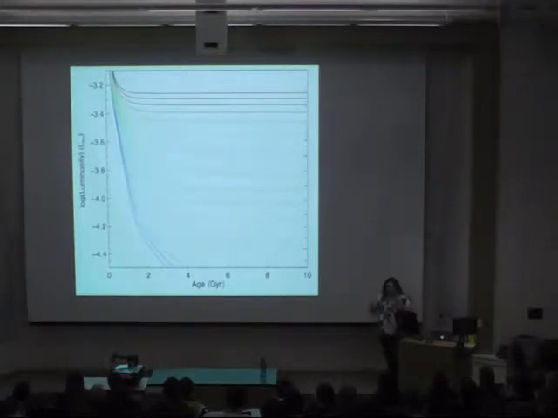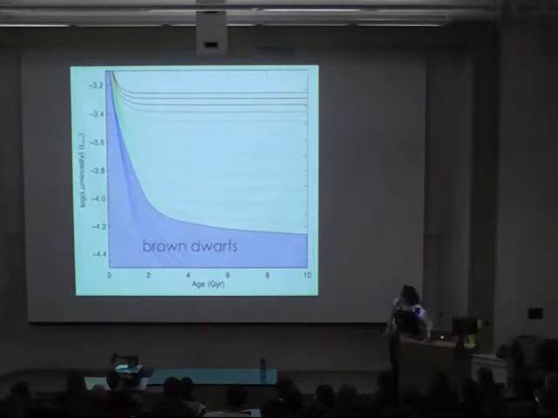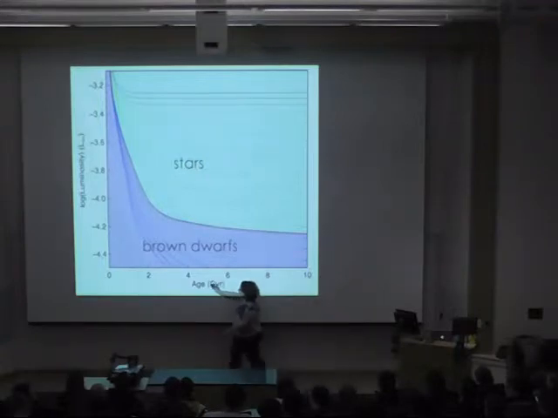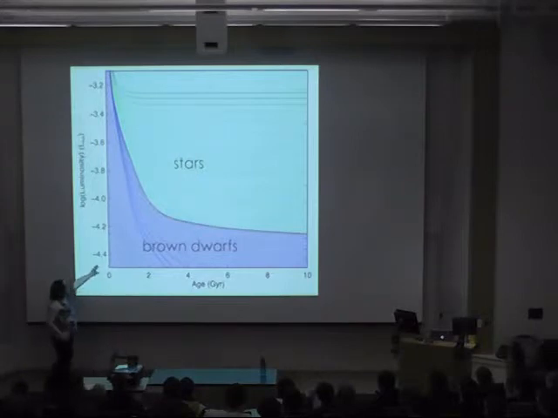So we're talking about the smallest stars and the largest brown dwarfs. Here's how you split them up. The brown dwarfs are on the bottom here, and the stars are on the top. During this time, 0 to 2 gigayears, the unit is billion years, which is what we use, both the stars and the brown dwarfs are changing.